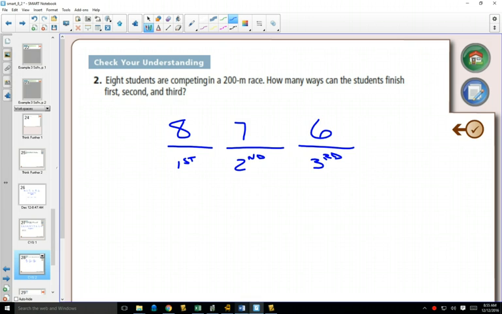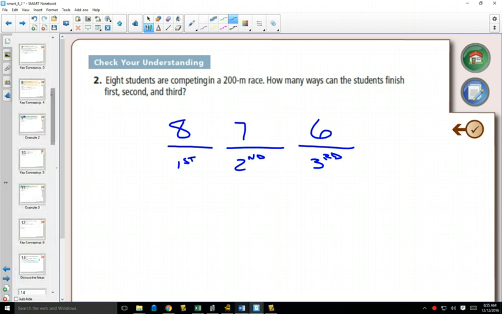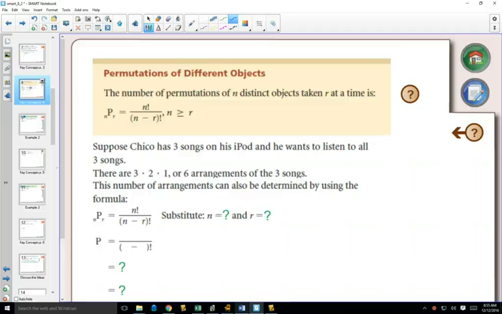Now, one of the things that they want to show you, and they have this right before this, is a new formula and a new thing to put into your calculators called permutations of different objects. Looking at our race question, this is saying that if you have a certain group of objects, in this case 8 people running in the race, and you're only concerned with arranging a smaller portion of them, here just first, second, and third, that can be shown by the following formula.